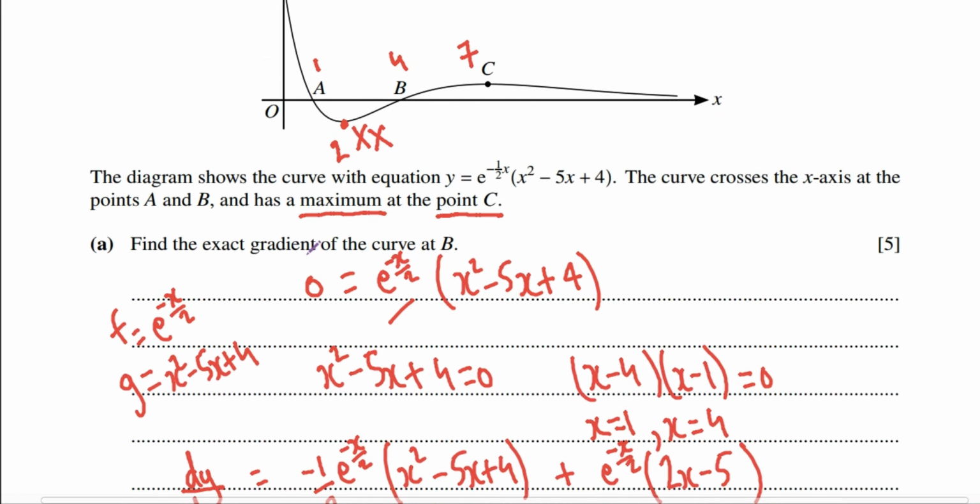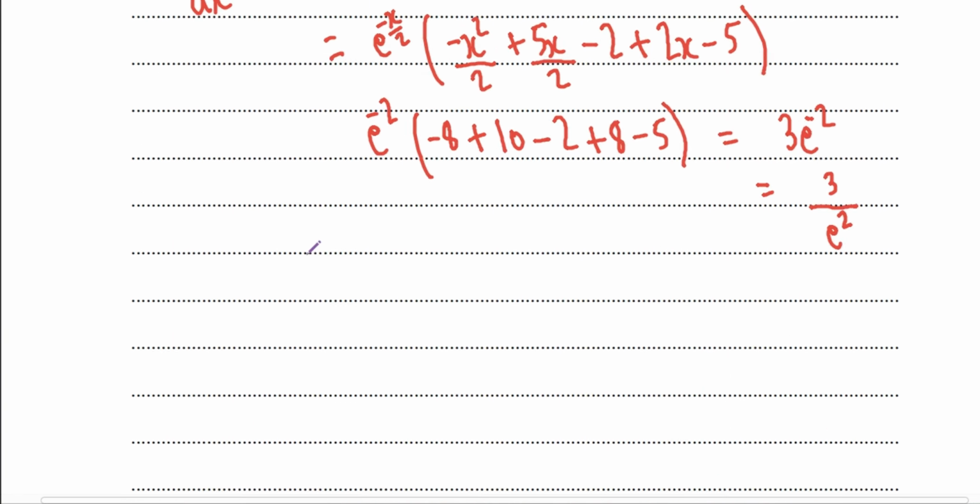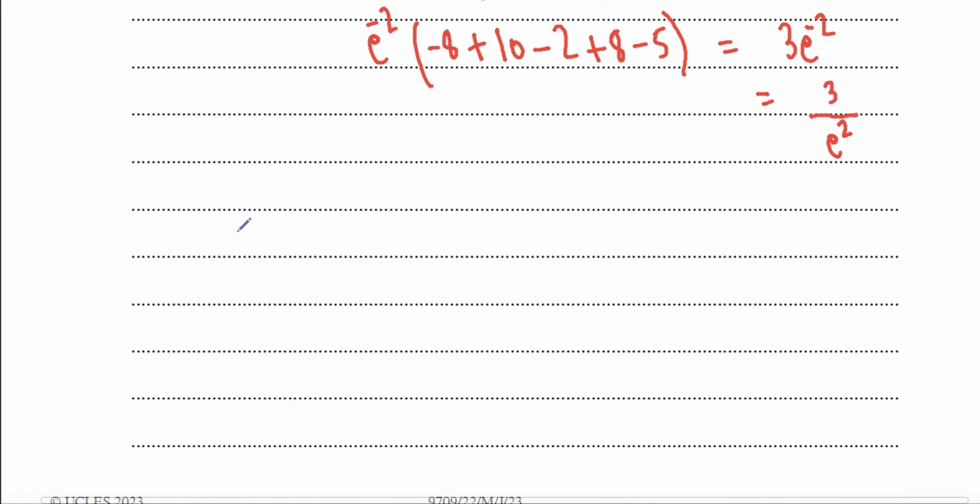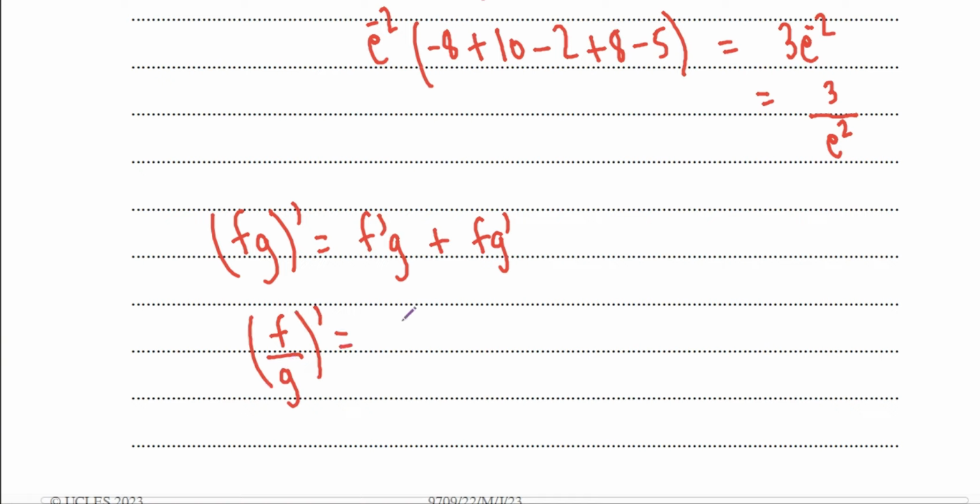So that's the quotient rule and the product rule. Very simple. Just a quick recap. The product rule: fg prime is equal to f prime times g plus f times g prime. And the quotient rule: f over g prime is equal to f prime g minus f g prime, all divided by g squared.